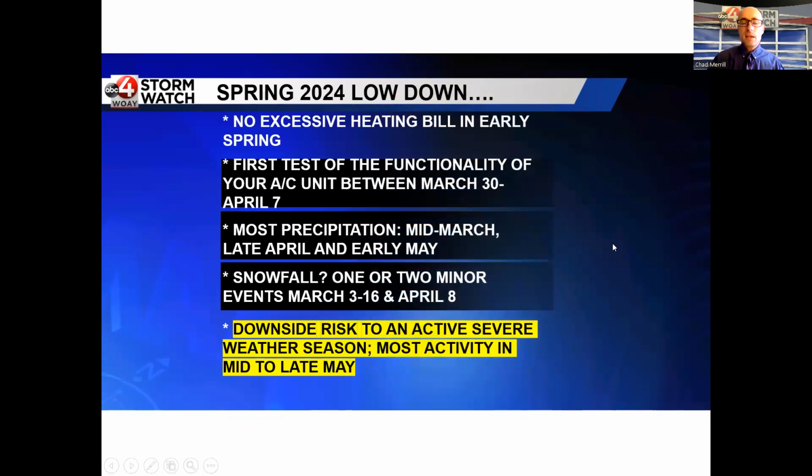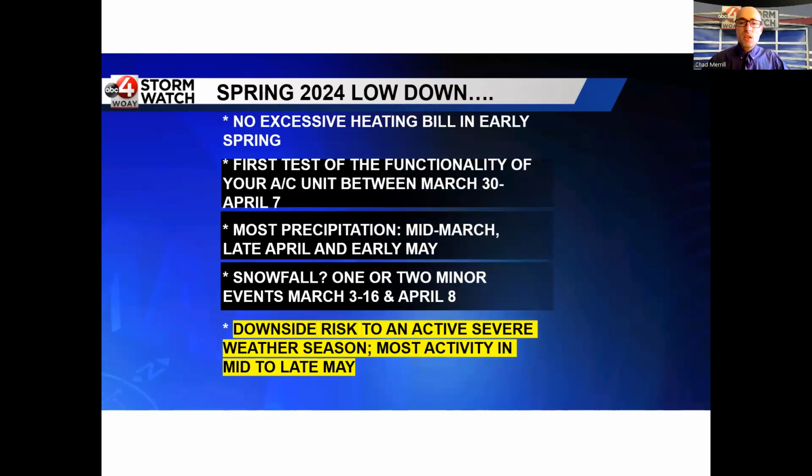And then finally, here's the lowdown. I don't expect any excessive electric bills due to heating your home during the spring season. Now, the first test of the functionality of your air conditioner unit, likely between March 30th and April 7th. That's when you can make sure it works okay. And if it doesn't, you have time to repair it before we get into very warm temperatures.